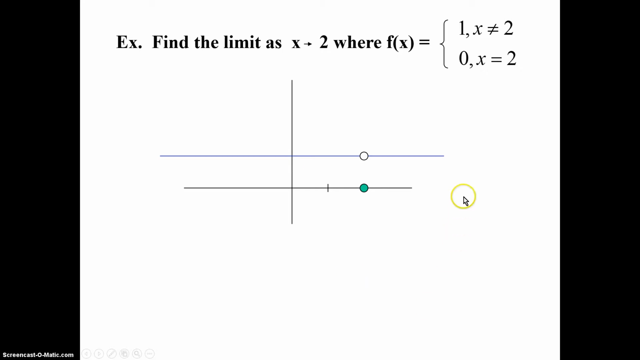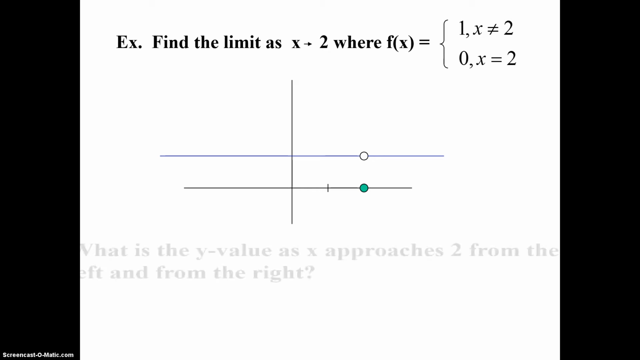And if I approach the wall from the right-hand side, my y value is still 1. So both the left-hand and the right-hand limits do exist, and they're both the same, which is 1. So my overall limit is 1.